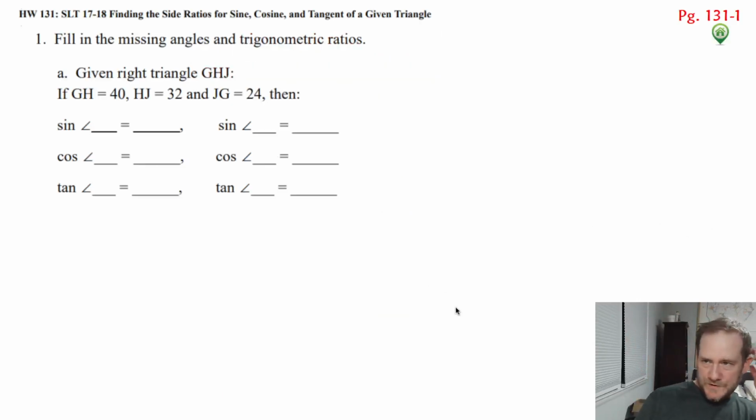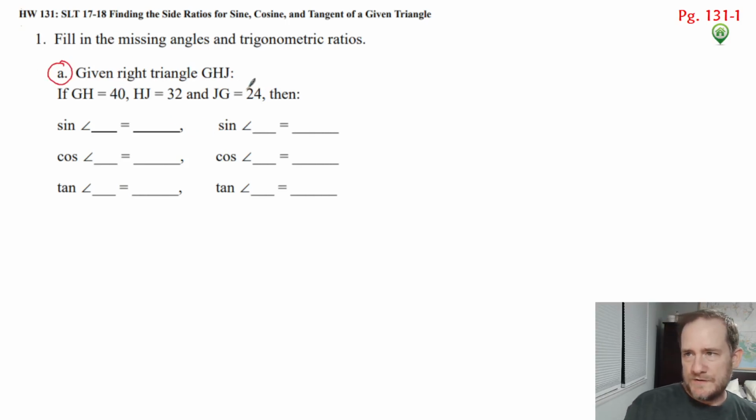So on page 131, I think the big deal here is just to get you guys to be doing sine, cosine, and tangent ratios without a triangle, I guess. You kind of have to draw your own triangle. So if we read through, this is number one. This is just part A, obviously.